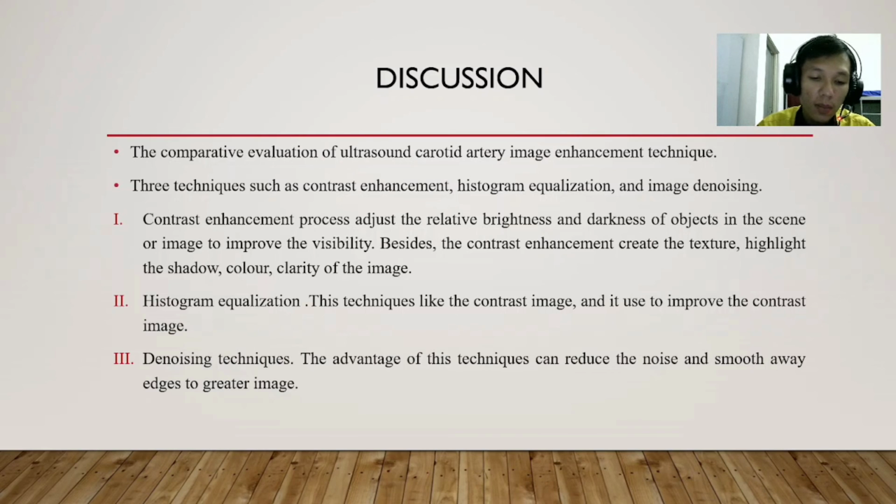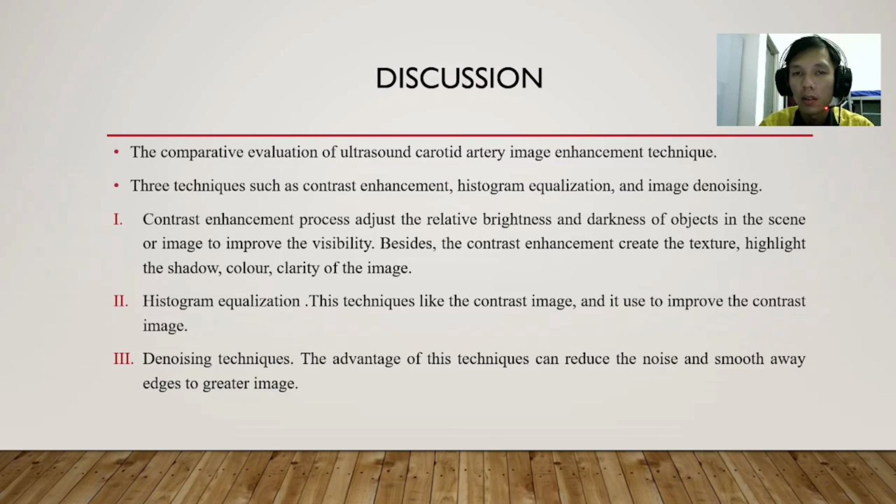This process of histogram equalization effectively spreads out the most frequent intensity values, such as stretching out the intensity range of the image. The next technique is the denoising technique. This technique is to reduce the noise and smooth away edges to sharpen the image. For the denoising technique, it removes the noise, because the presence of noise makes the image unclear and may affect the identification and analysis of it.